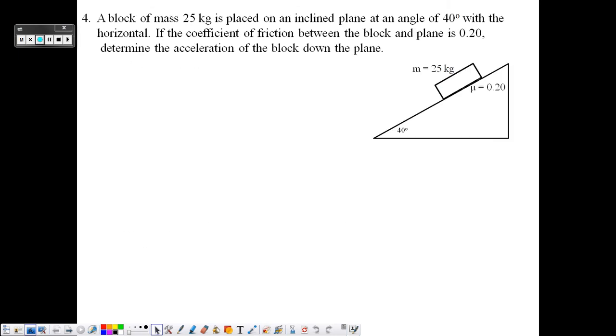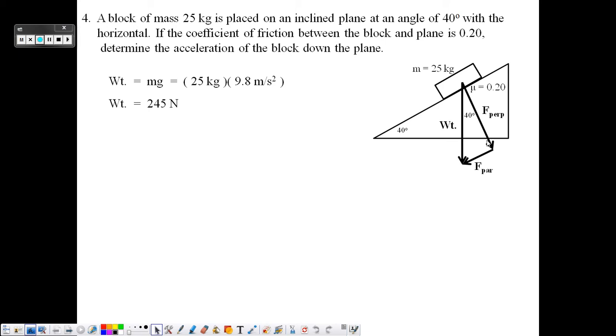Okay, all right, next example. A 25 kilogram box is placed on a 40-degree inclined plane. Determine the acceleration of the block down the plane. Okay, we have a lot to do here, but first of all, let's find the weight vector. m times g, 245 newtons.